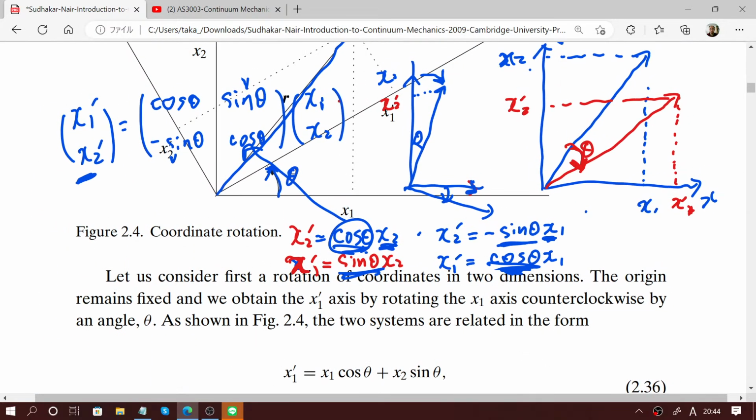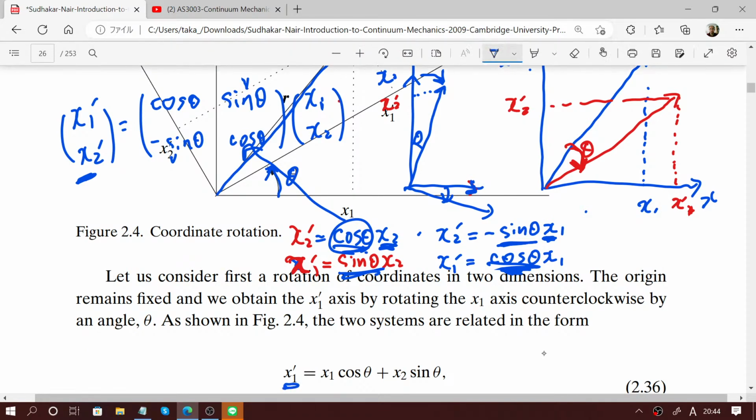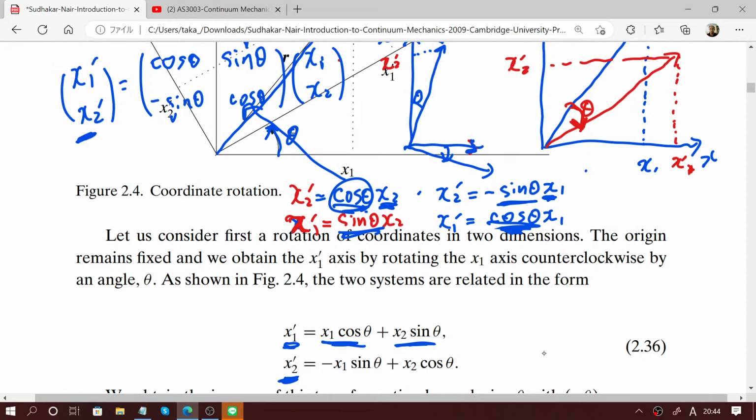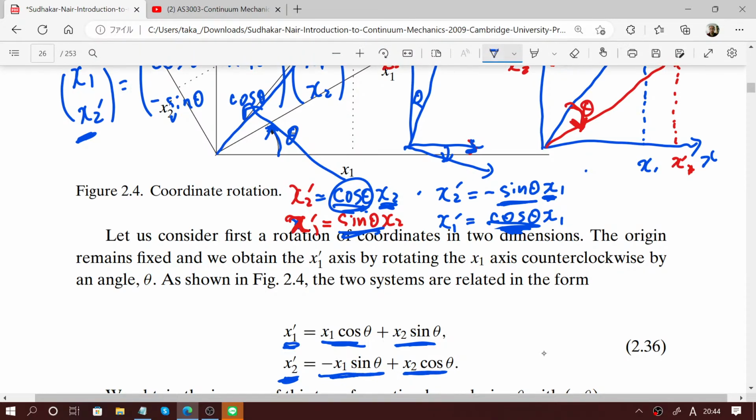This way you can see x1 prime is cosine theta x1, sine theta x2. Yeah, correct. And x2 prime, you see a minus sine theta x1, cosine theta x2. Yeah, so this makes sense.